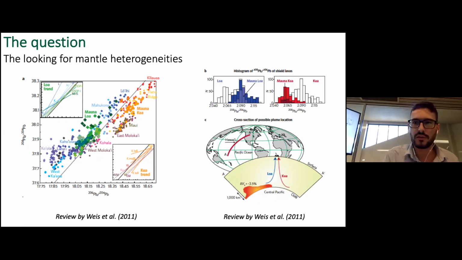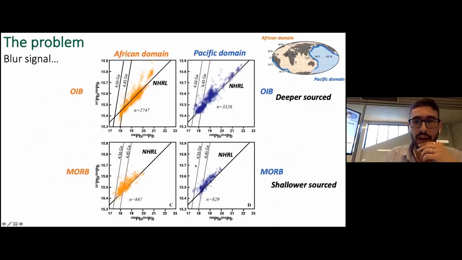Is it close to LSVP, or is it more from the ambient mantle? So as you see, there is something going on, and there are still a lot of questions to answer. And why do we have no clear answer yet? It's because we have a very blurred signal.